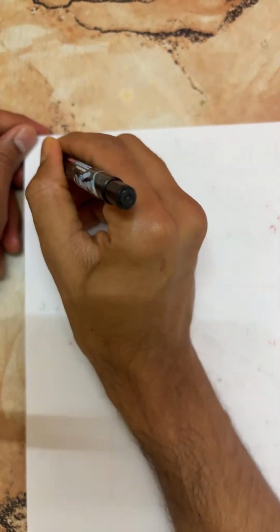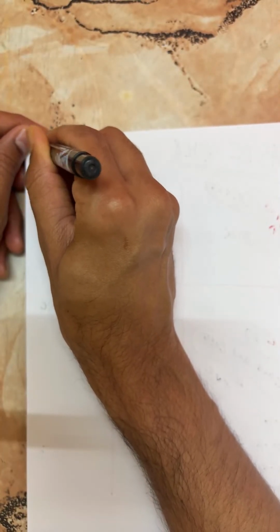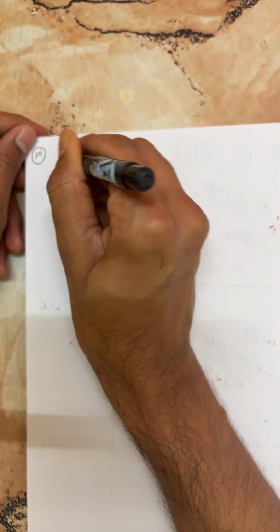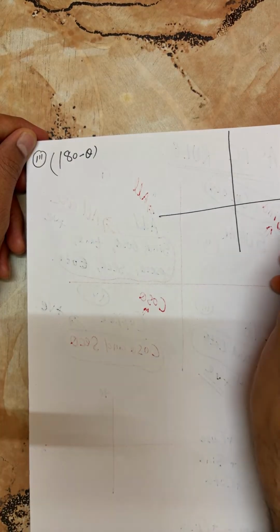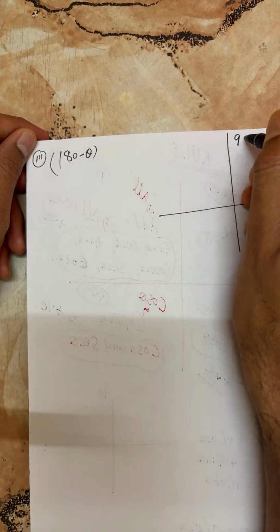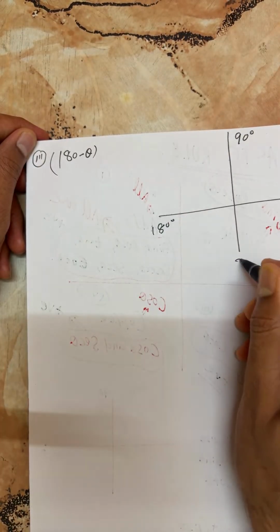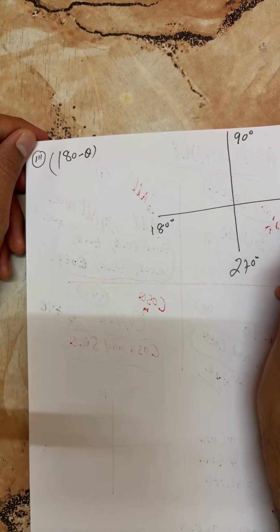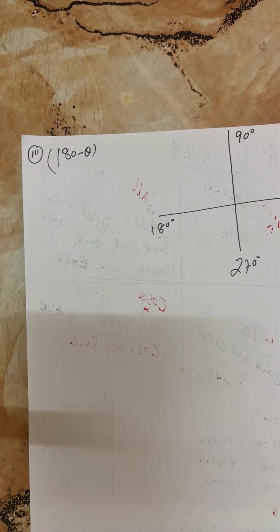Next, this is point number three. I'll discuss 180 minus theta. This is zero degree, 90 degree, 180 degree, 270 degree, 360 degree. Just keep this in your mind.